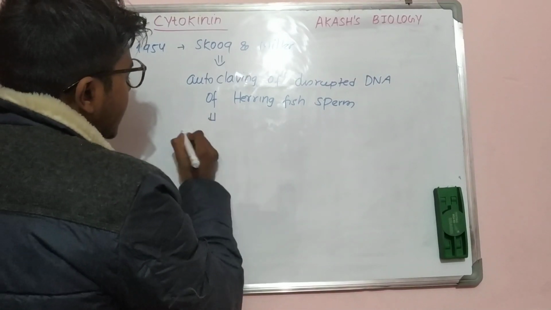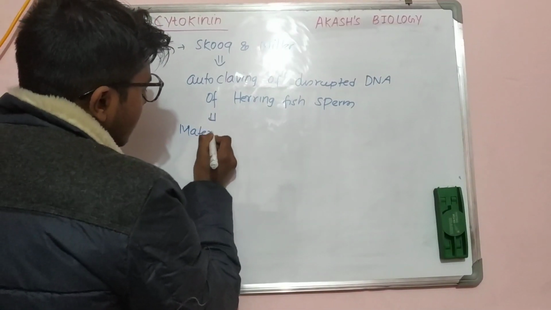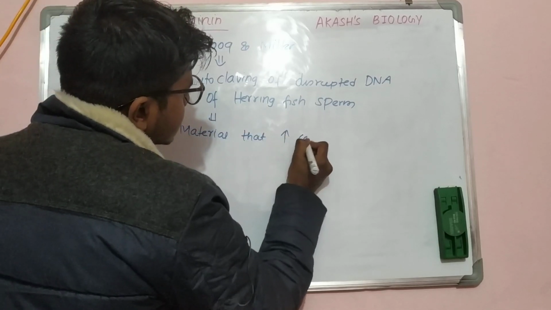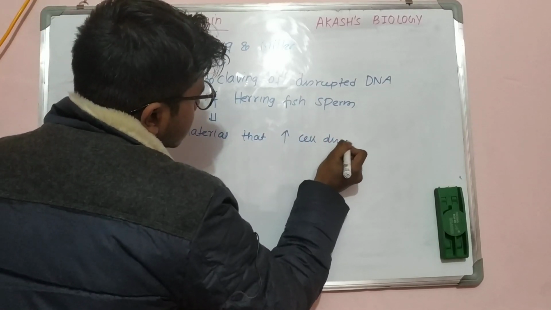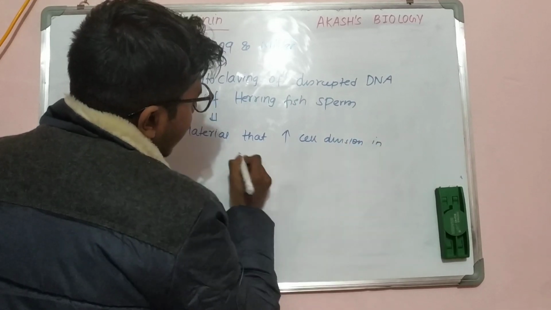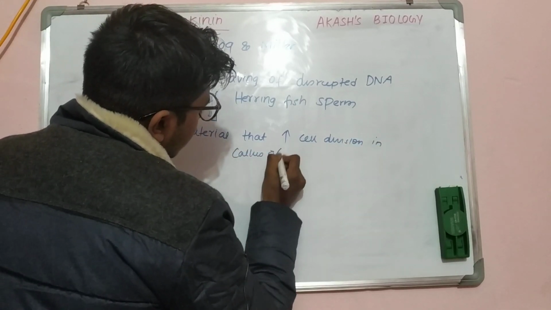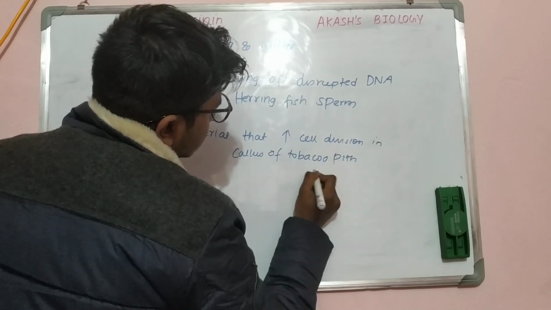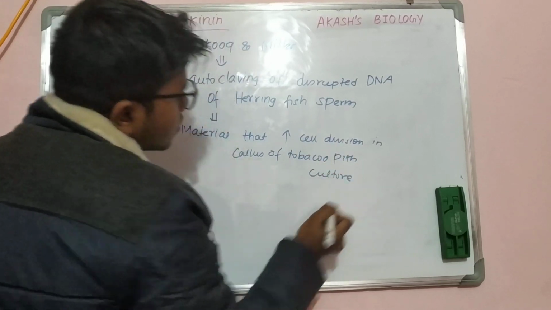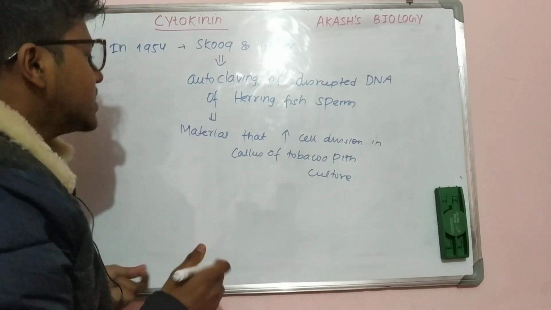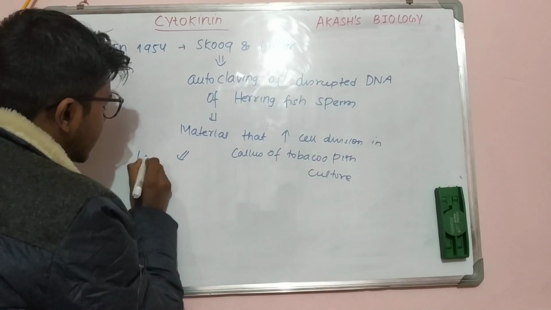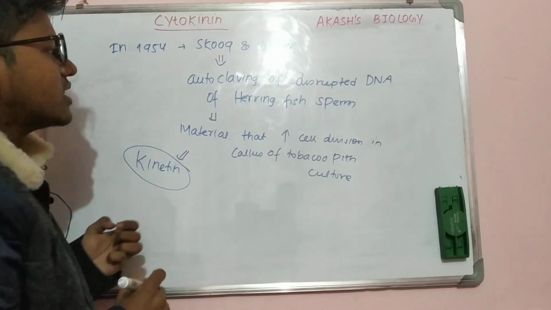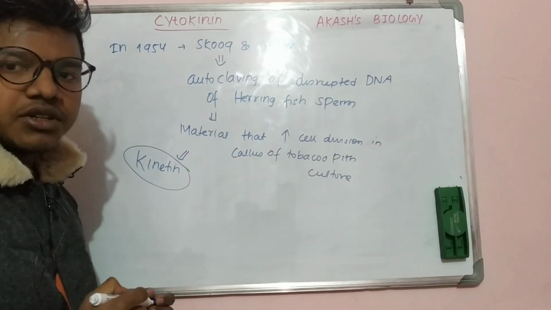So they obtained a material that increases cell division in callus of tobacco pith culture. As it was a growth accelerating form, they named it kinetin. So kinetin was the first cytokinin to be discovered.